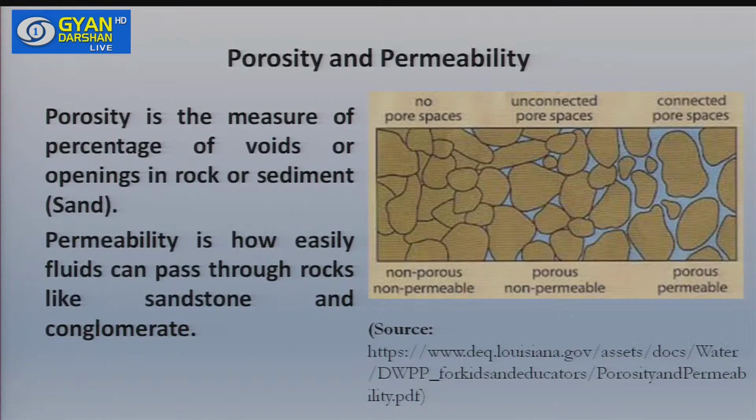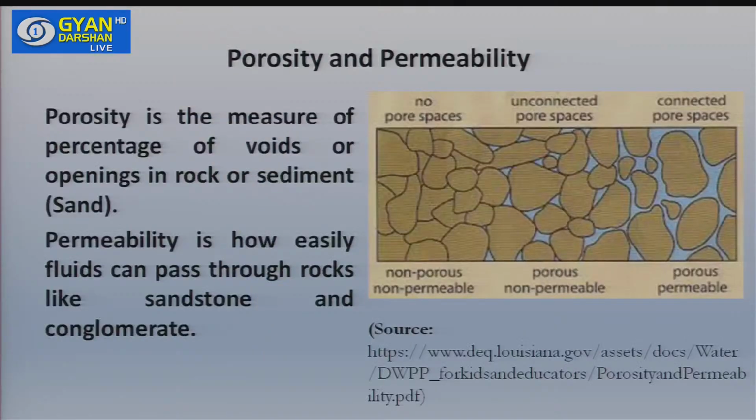Now, I will show you the diagram. If you see this slide, there are three categories. One is no pore spaces: non-porous and non-permeable. Second, porous but non-permeable. And third, porous and permeable. A simple example is clay. Clay can be porous, but the permeability is very low. Sandstone can be porous as well as permeable.